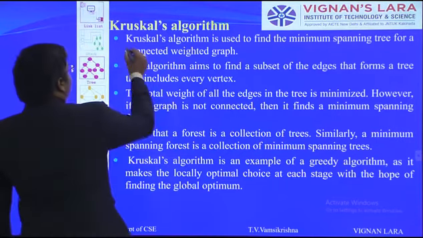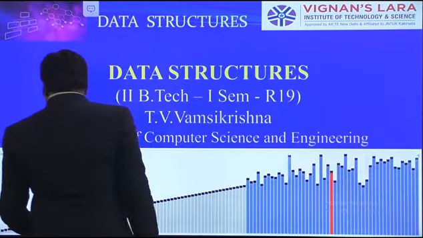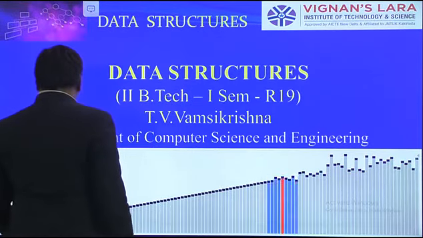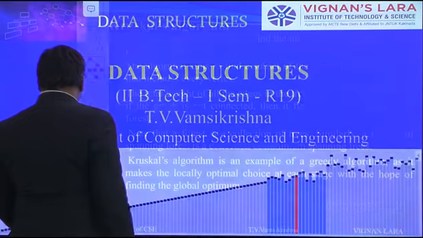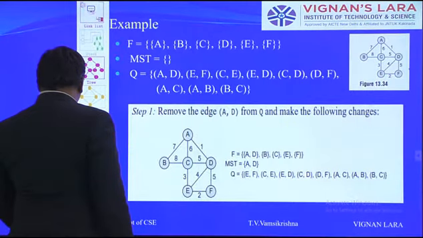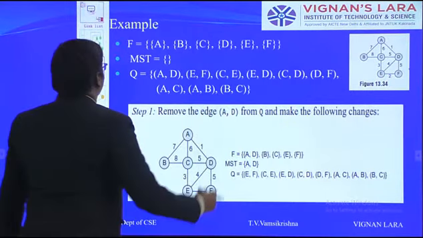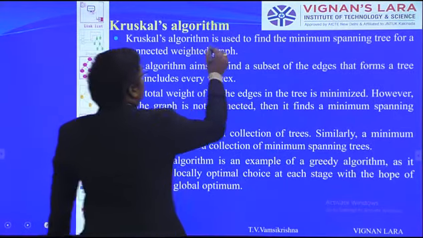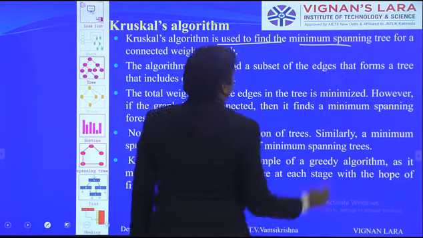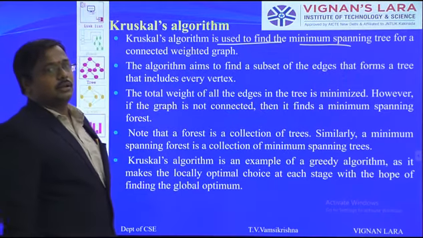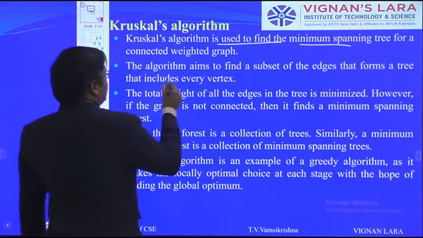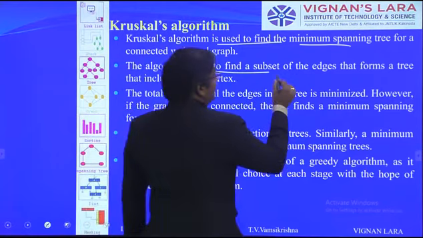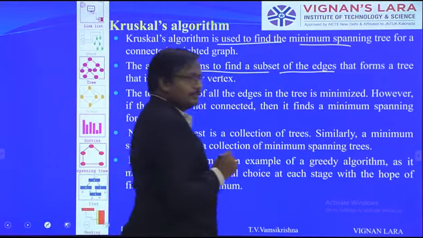Kruskal's algorithm is used to find the minimal spanning tree. Minimal spanning tree means MST, and the algorithm aims to find a subset of the edges.